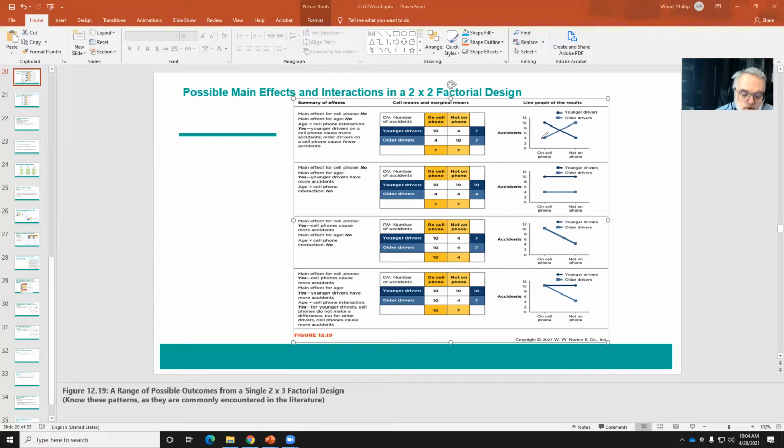It's helpful, as I said, one of the major takeaways from this chapter is to be able to look at a picture like that shown in 12.19 and be able to say, does this have main effects? Does this have interactions? And does it have perhaps no main effect?